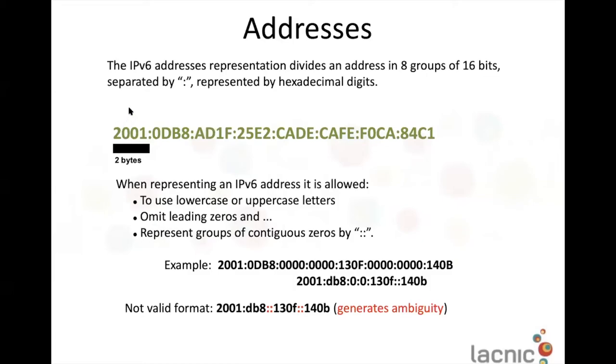Why? Because with 4 bits, you can write a hexadecimal digit. Every character of this that you can see is a hexadecimal digit. So you can see now a difference with IPv4, which is only decimal. In this case, it's hexadecimal. So having said that, every group has 16 bits: 4 plus 4 plus 4 plus 4. So you have 2 bytes.